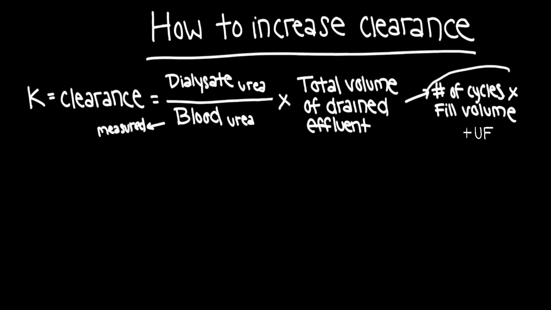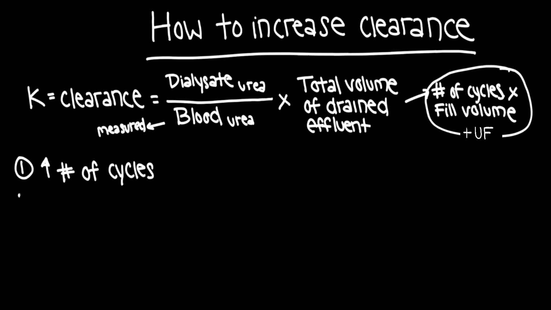As we talked about earlier, our total filled dialysate is the number of cycles times our fill volume. Therefore, the first thing we can do to increase clearance is to increase the number of cycles. The second modification we can make is to increase the fill volume.